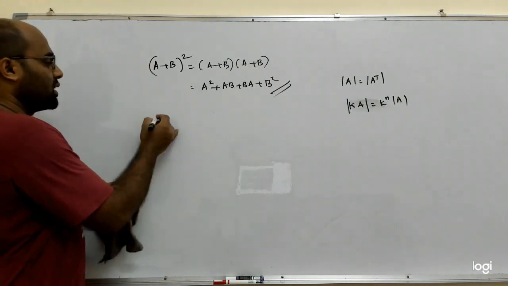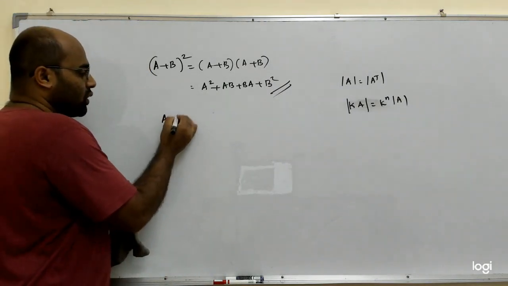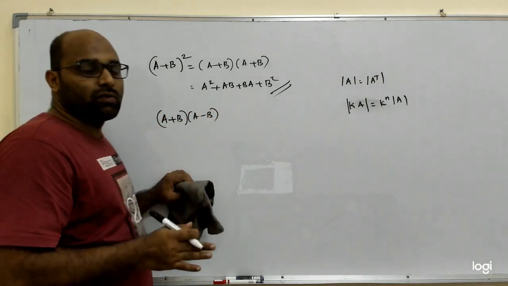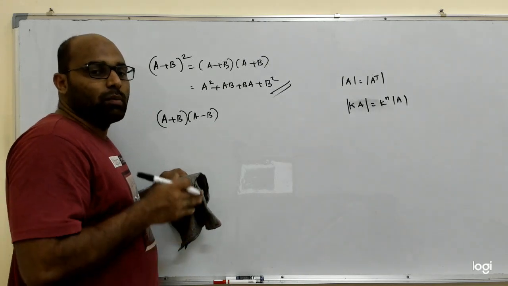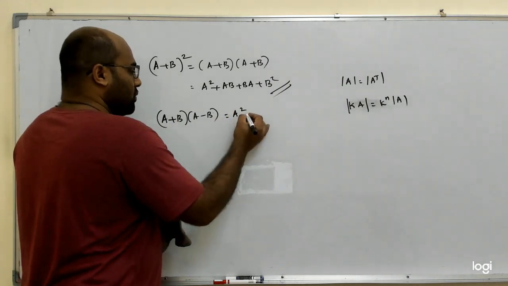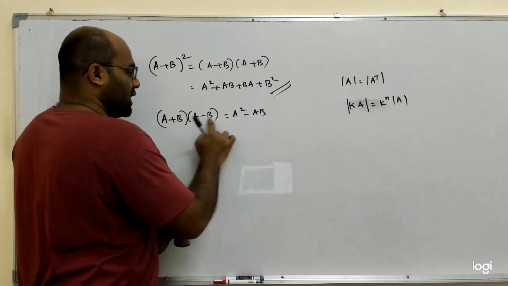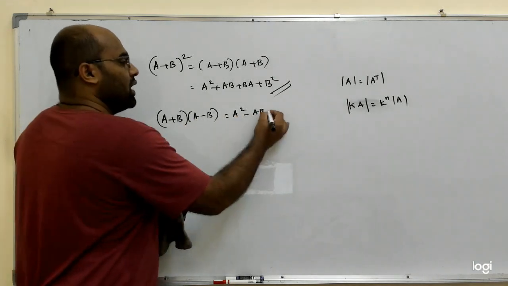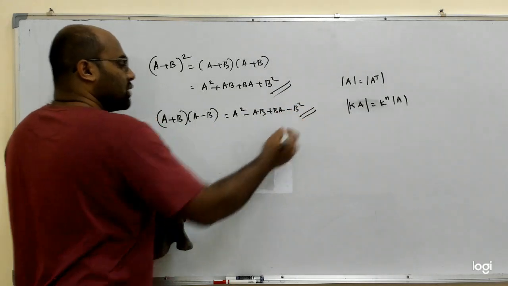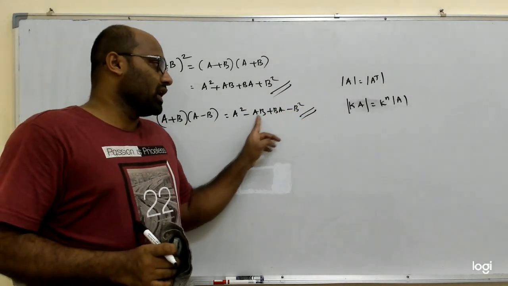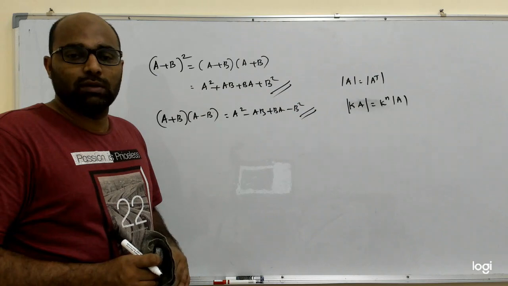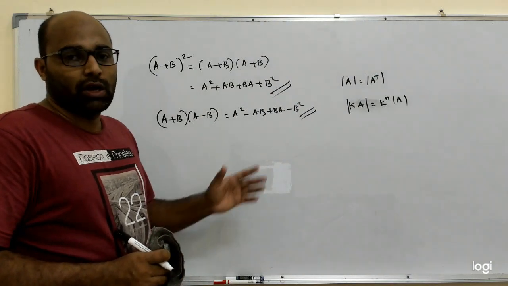Now what is (a + b) into (a - b)? In the general case, we write a square minus b square, but in this case we can't write that. We expand: a into a is a square, a into minus b is minus ab, b into a is ba, and b into minus b is minus b square. In the general case, ba and minus ab get cancelled, but in matrix multiplication, ab and ba are not the same, so this will be the answer. I hope you understood this also.